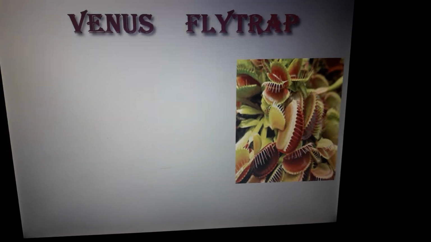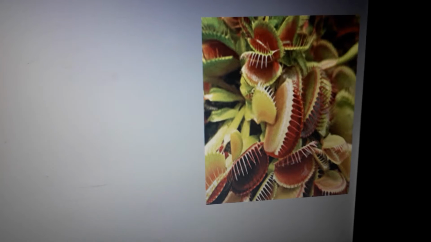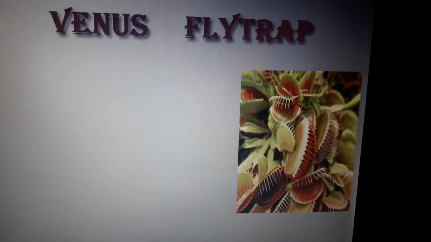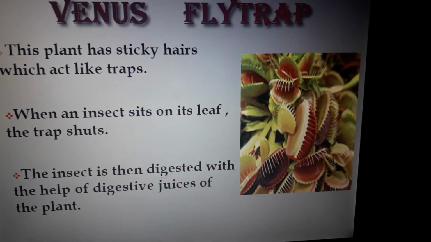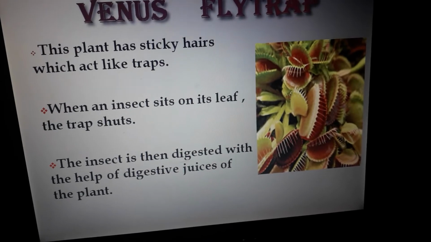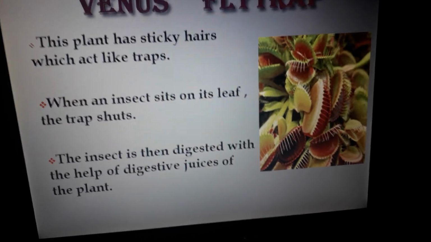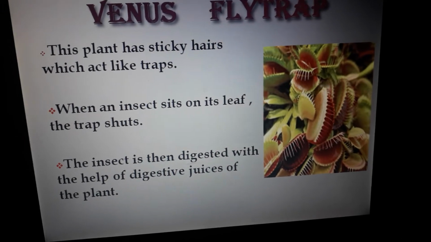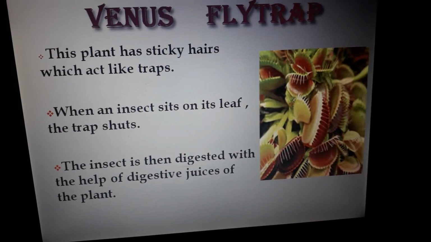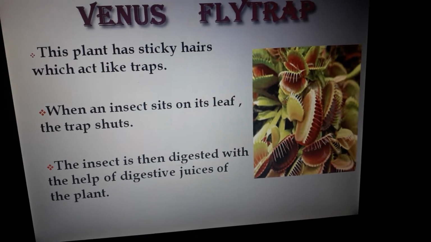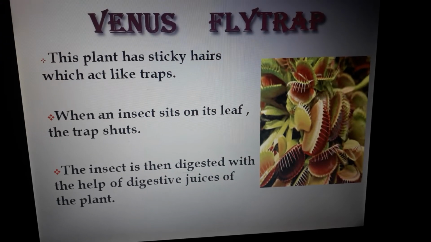Now let's proceed to the next category, that is Venus flytrap. This is another type of insectivorous plant. You can see it is having hairs, sticky hairs on its body. Now this is much similar to that pitcher plant. In this plant it has sticky hairs which act like traps. When the insect sits on its leaf, the trap shuts or closes, and the insect is digested by the digestive juices of the plant and it gets absorbed in its body.